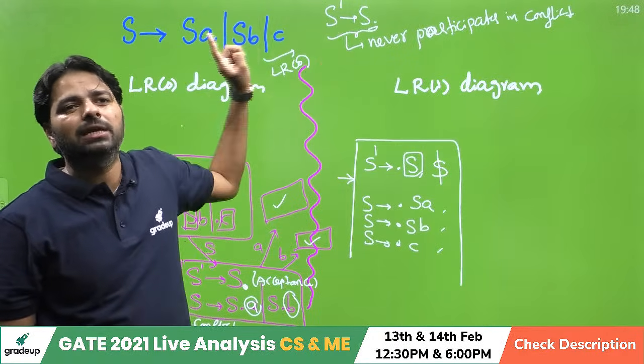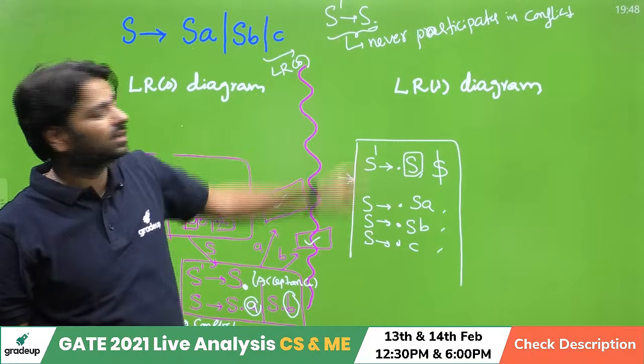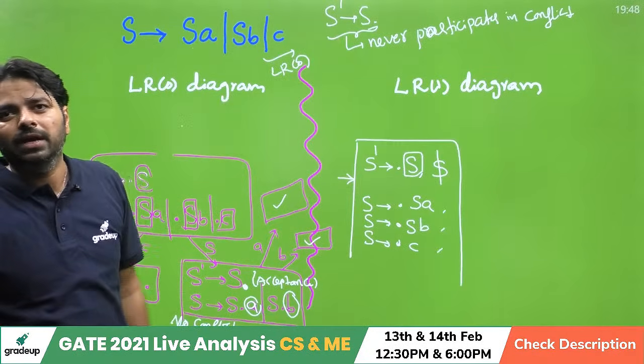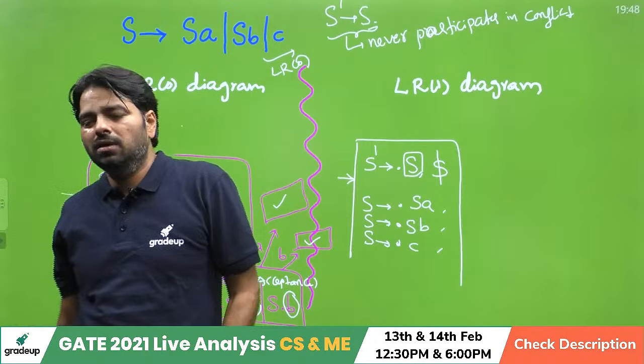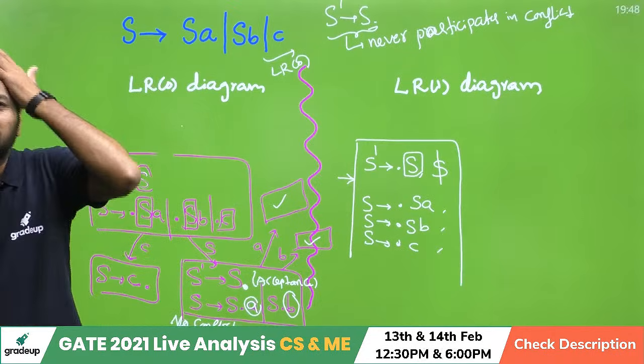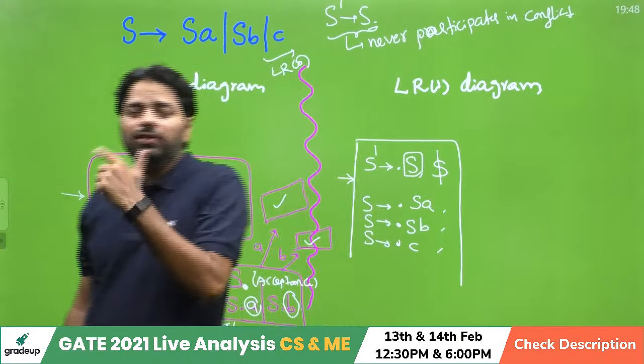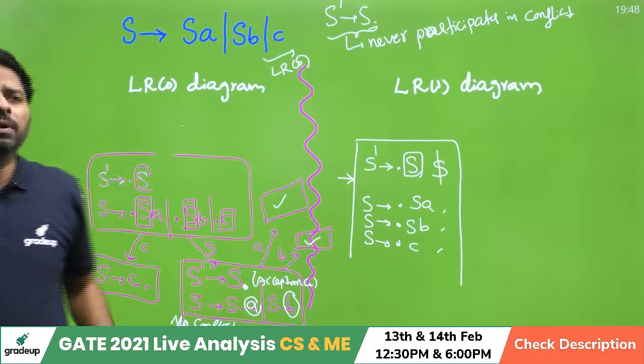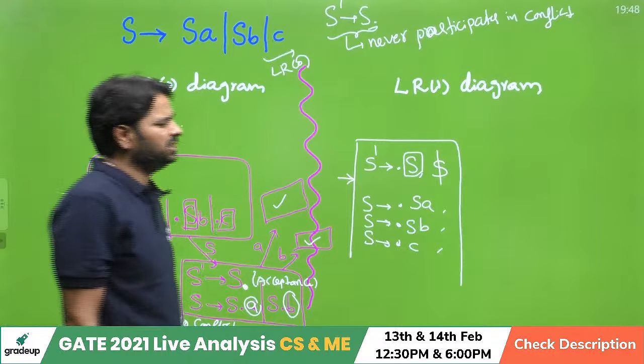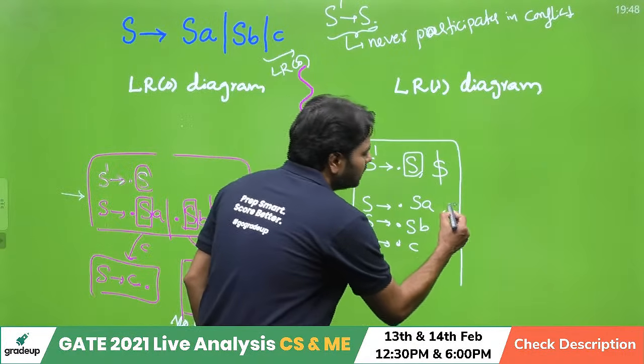That's why we don't make it participate in the conflict. Acceptance is reduced, but it is not equal to reduced. Yes, correct, it is not equivalent to reduced. The word reduced we use for items other than the acceptance, but one of the items is the acceptance. Special. What is it? Dollar.